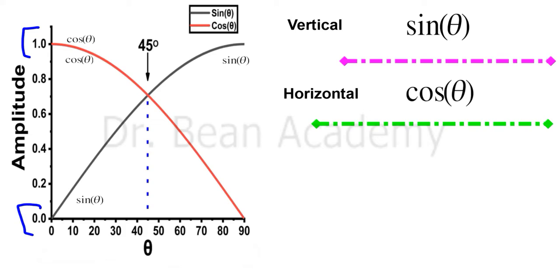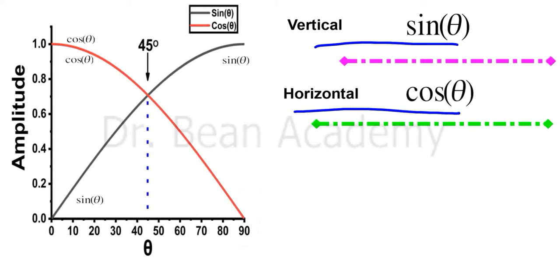Their behavior is opposite. When cosine of theta has a maximum value of 1 at 0 degrees, sine of theta has the value 0 at 0 degrees. Similarly, when sine of theta has a maximum value of 1 at 90 degrees, cosine of theta has value 0 at 90 degrees. I remind you once again that sine of theta is related to the vertical and cosine of theta is related to the horizontal component of the quantity.